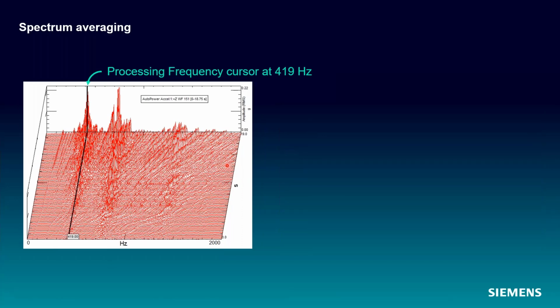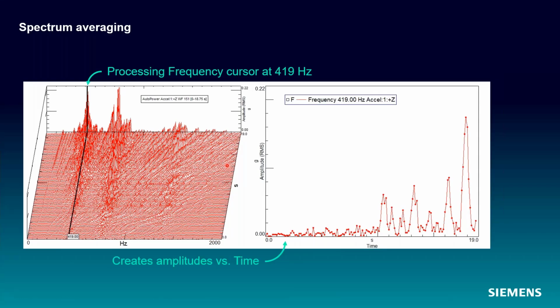It's equivalent to, if you want to go through this exercise yourself, you can add a processing frequency cursor in your waterfall or your color map. So this is going to basically be a cursor. I put it right at 419 hertz. And if I make it a processing cursor in Test Lab, it allows me to then split out the amplitudes solely for the 419 hertz frequency line as we progress through time.